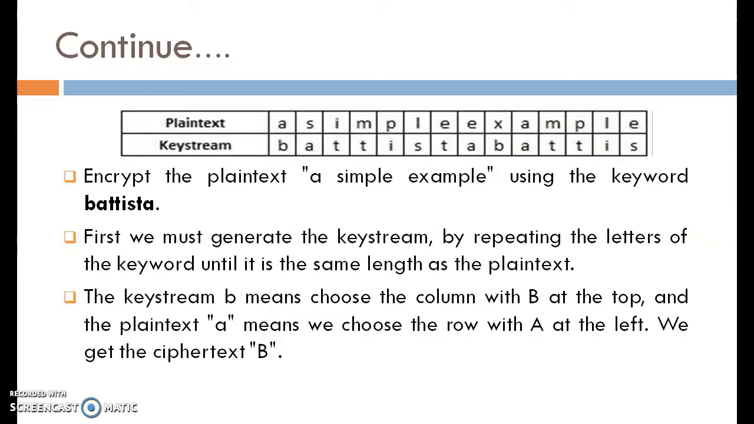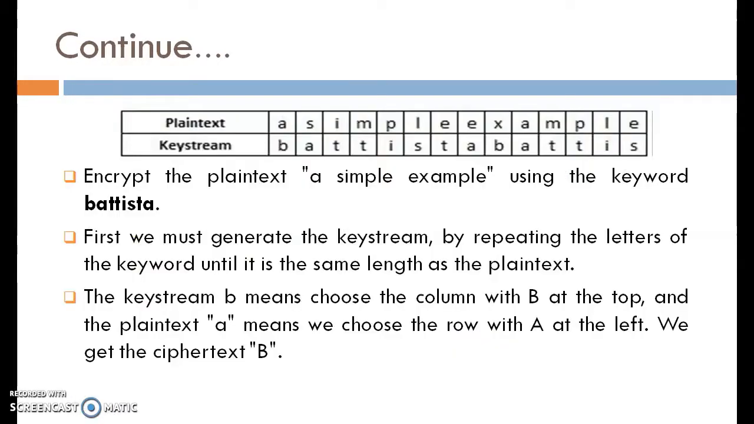Then consider that our plain text is a simple example and our key is Batista. So write the plain text first and then the key letters. If the plain text letters are more, then repeat the key letters again. So after writing BATISTA, we again write the key letters starting again like BATIS. In this way, we repeat the key letters until the end of the plain text.